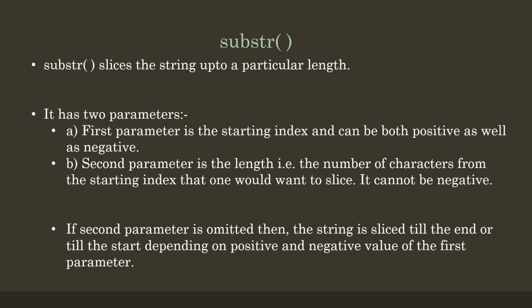Next we come to the substr method. The substr method slices the string up to a particular length, not up to a particular index. So it also has two parameters. The first parameter is the starting index and can be both positive as well as negative. The second parameter is the length. The length has to be positive and it cannot be negative. The length denotes the number of characters from the starting index that one would want to slice or extract. If the second parameter, that is the length, is omitted, then the string is sliced till the end or till the start, depending on the positive or negative value of the first parameter.